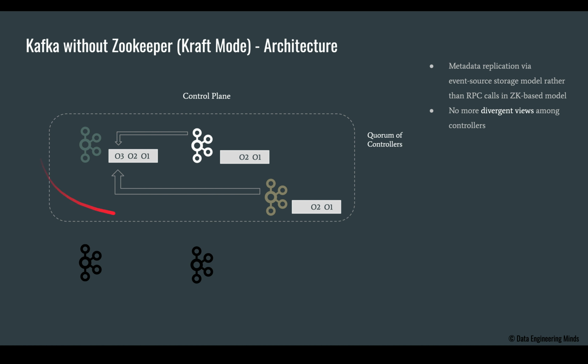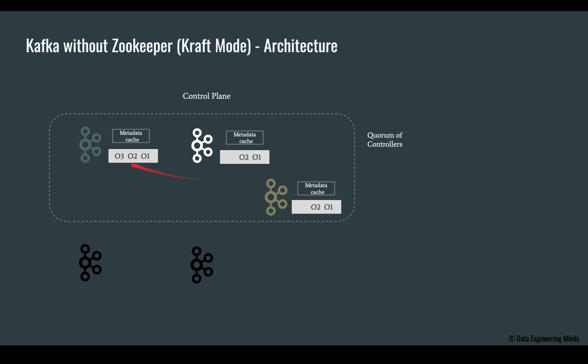That is, among this quorum of controllers, one of the controllers will be acting as a leader, and it will be storing all the metadata into a separate Kafka topic as a sequence of events, and these events will be versioned by means of offsets. Then this metadata will be communicated or replicated to other controllers that are part of the quorum in such a way that other controllers will read only the latest metadata from this metadata topic. Since all these controllers replicate the metadata in real time by reading only the latest offset of the metadata topic, we will not have the problem of divergent views which we discussed earlier between Zookeeper and controller.